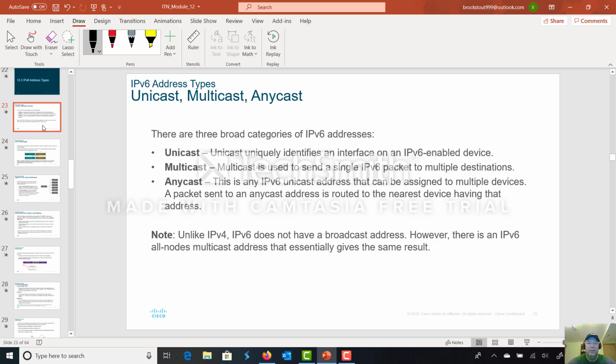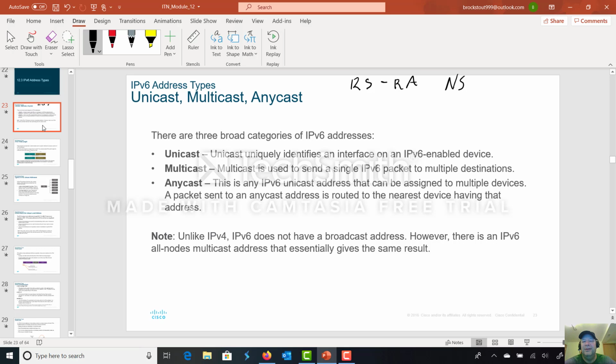Let me give you an example. A good example of where we use broadcasting is in ARPing. When we ARP for something, we've got the IPv6 address. What we don't have is the MAC address of the device that we're looking for. Not a big deal. What we can do in IPv6 is send out a message called a router solicitation, also known as an RS, and we'll receive back an RA, which stands for router advertisement. We can also do what's called an NS, or a neighbor solicitation, and receive back a neighbor advertisement.